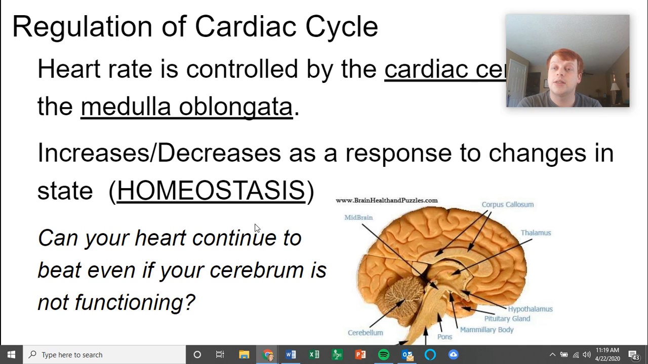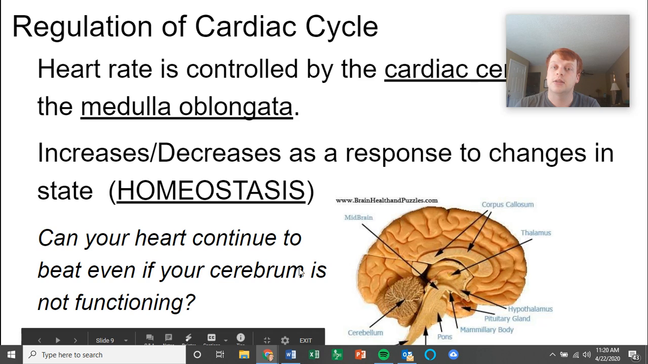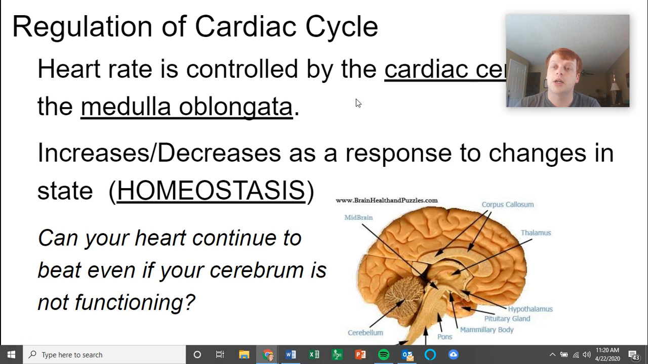So the answer to this question is actually yes. The heart has its own pacemaker inside of it on one of its valves, so the heart can continue to beat even after the brain ceases to function. This is why we can do heart transplants, because if you place a heart in a saline solution, then it will continue to function as normal.